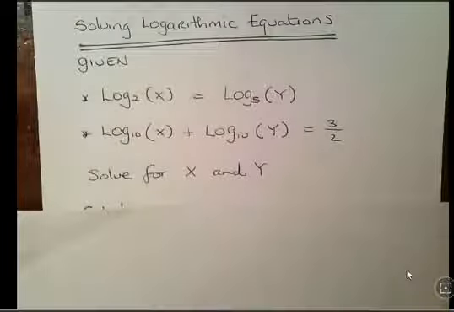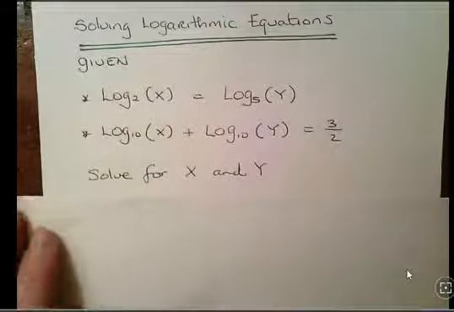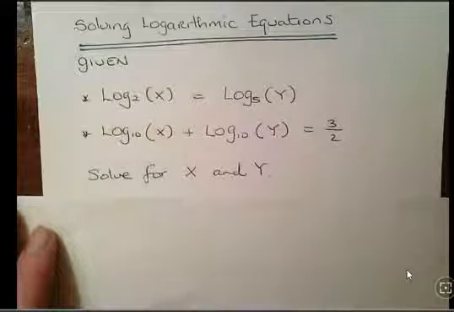Okay, so I've just unpaused it there. This is a fairly substantial question. So solving logarithmic equations, this is just another question on the tutorial sheet. So if log of x to the base 2 is equal to log of y to the base 5, and log of x to the base 10 plus log of y to the base 10 is equal to 3 over 2, solve for x and y.